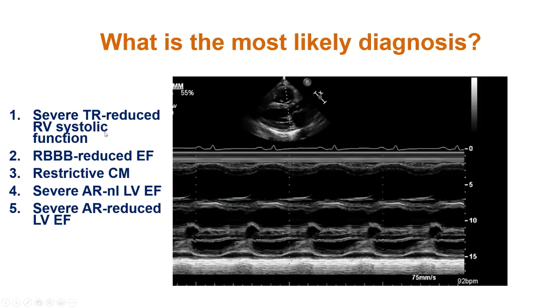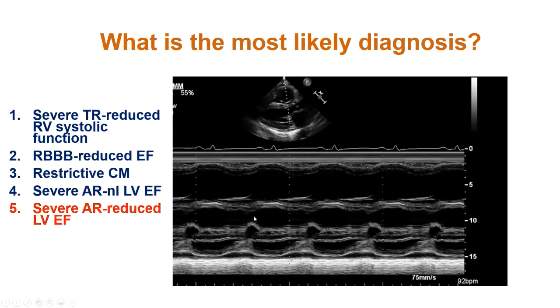Severe TR with reduced RV systolic function. Hard to tell that from left-sided data. Right bundle branch block, reduced ejection fraction, restrictive cardiomyopathy, severe aortic regurgitation with normal left ventricular ejection fraction, or severe aortic regurgitation with reduced ejection fraction. And that is the answer. Well, how did we arrive at this?